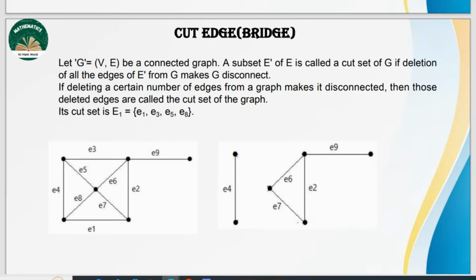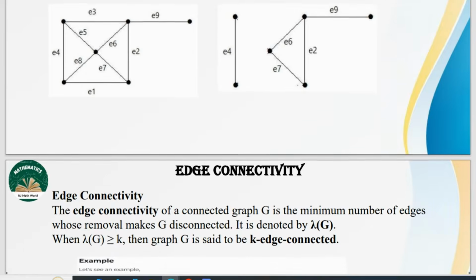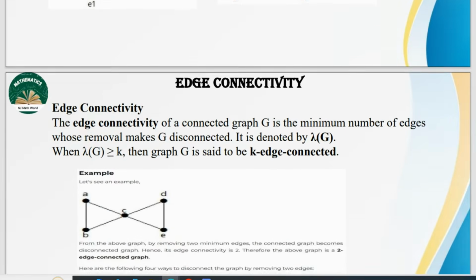So here, if the graph is connected and we remove this path, that is, if I remove this and this, then it is called a cut bridge. What is a cut bridge? If deleting a certain number of edges from a graph makes it disconnected, then it is called a cut set of a graph. We can remove some vertices from the given graph, then it is called a cut set of a graph.